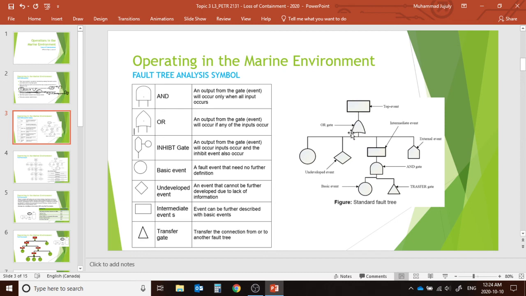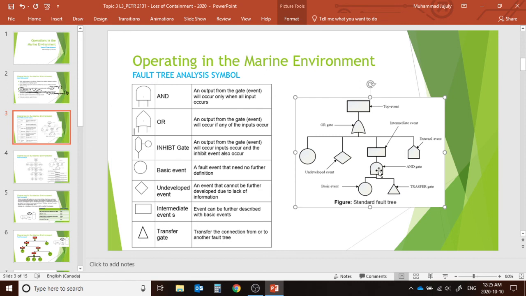So this is the OR gate. An OR gate means the output of the gate will occur if any of the inputs occurs. For instance, one incident could happen due to these 1, 2, 3 reasons. So if any of these 3 reasons happens, then the incident could occur. So that means this is an OR gate. Like any of these 3, or here it's 4, any of these 4 events occurs, this incident could occur. So that is the definition of the OR gate.